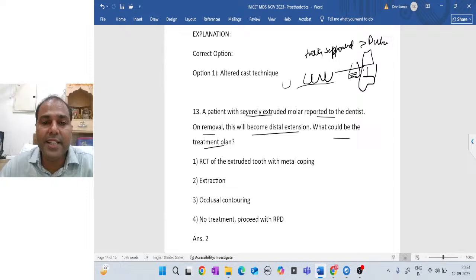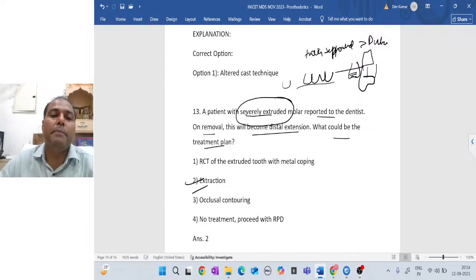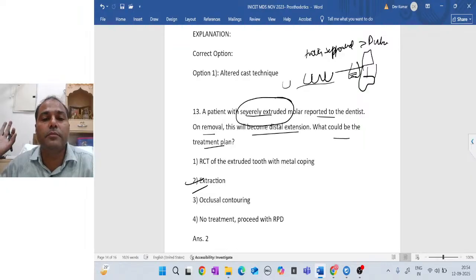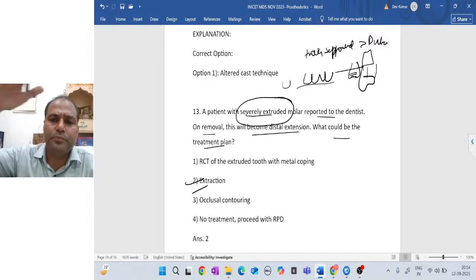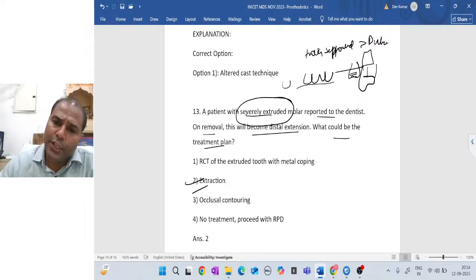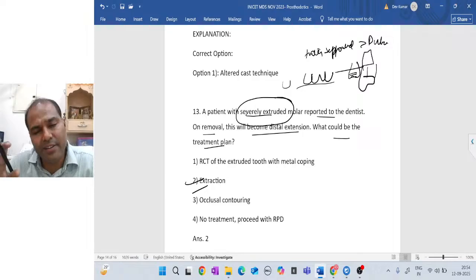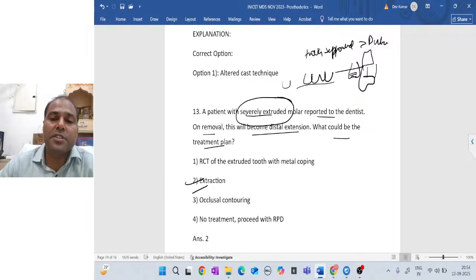लेकिन इसमें दे नहीं रखा कि कितना एक्सट्रूड. अगर सीवियर एक्सट्रूजन है इसका मतलब प्रोग्नोसिस पुअर है, best you should extract the teeth. We cannot do well. बट अगर दे रखा हो 2 से 3 mm एक्सट्रूजन है तो डेफिनेटली आप इंटेंशनल रूट कनाल करो, मेटल कोपिंग से आप you can correct the plane, use that teeth for support of a distal extension and try to maintain the tooth support as compared to the distal extension, right.